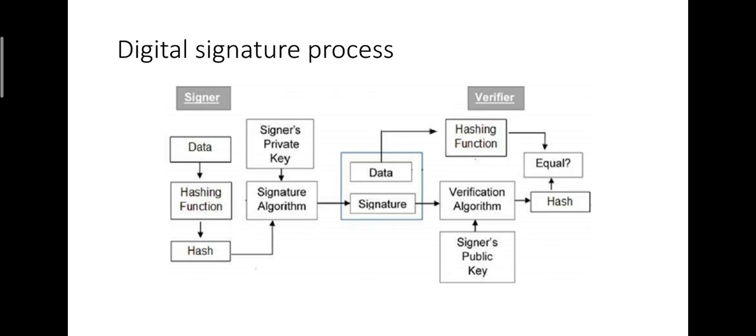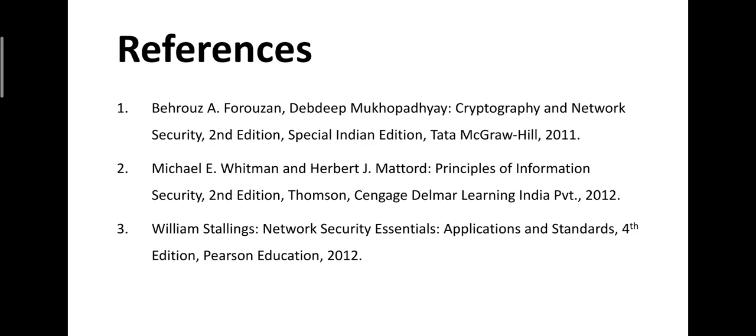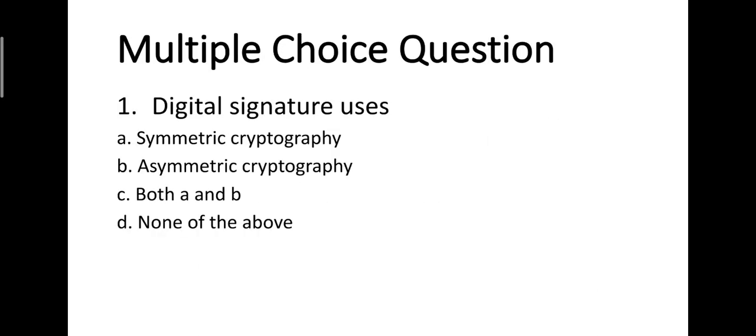It should be noticed that instead of signing data directly by the signing algorithm, usually a hash of data is created. Since the hash of data is a unique representation of data, it is sufficient to sign the hash in place of data. The most important reason for using a hash instead of data directly for signing is the efficiency of the scheme. So generally references are there.